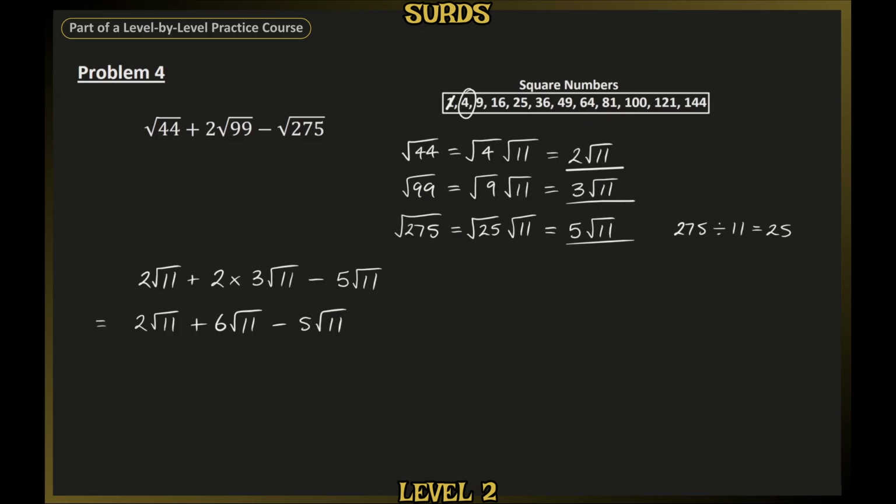And we can now collect these all together to get our final answer. So here, 2 plus 6 is 8, minus 5 is 3. So that means 2 root 11 plus 6 root 11 minus 5 root 11 is 3 root 11. And that's our final answer to problem 4.